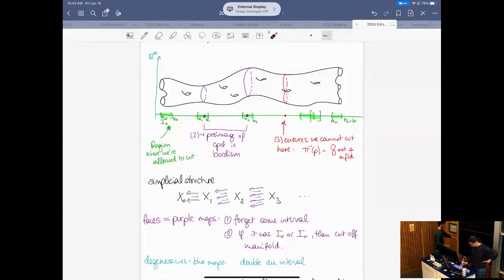Okay, so the blue maps going the other way are called degeneracy maps.